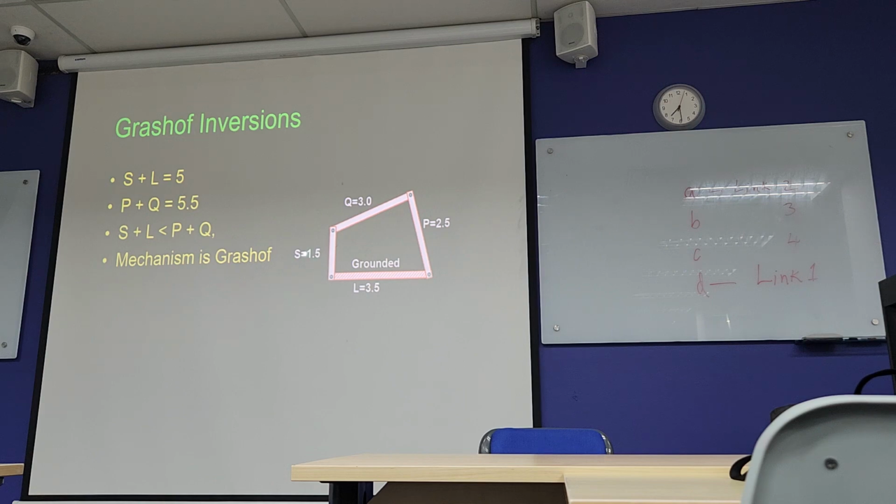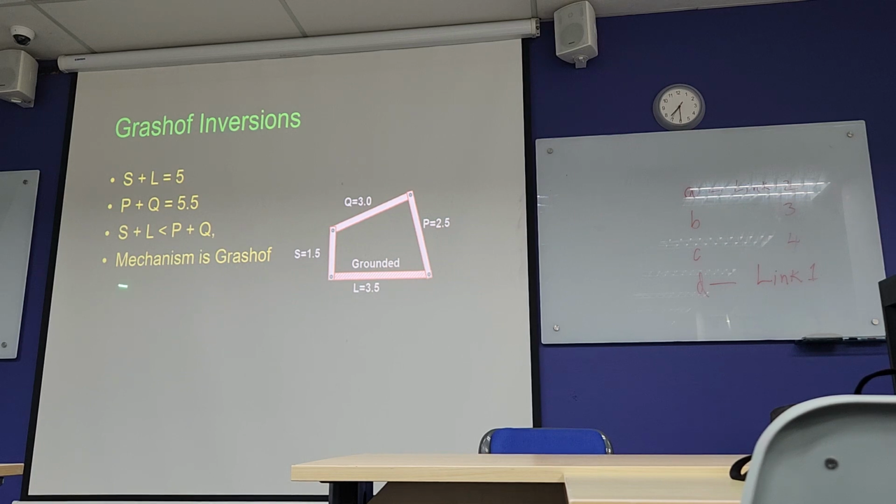Okay. So for example, let us say your ground link is 3.5 length. So the shortest link is 1.5 and the longest link is your ground link 3.5. So the total of this, S plus L, is 5. The length of the two remaining links, P plus Q, is 5.5.